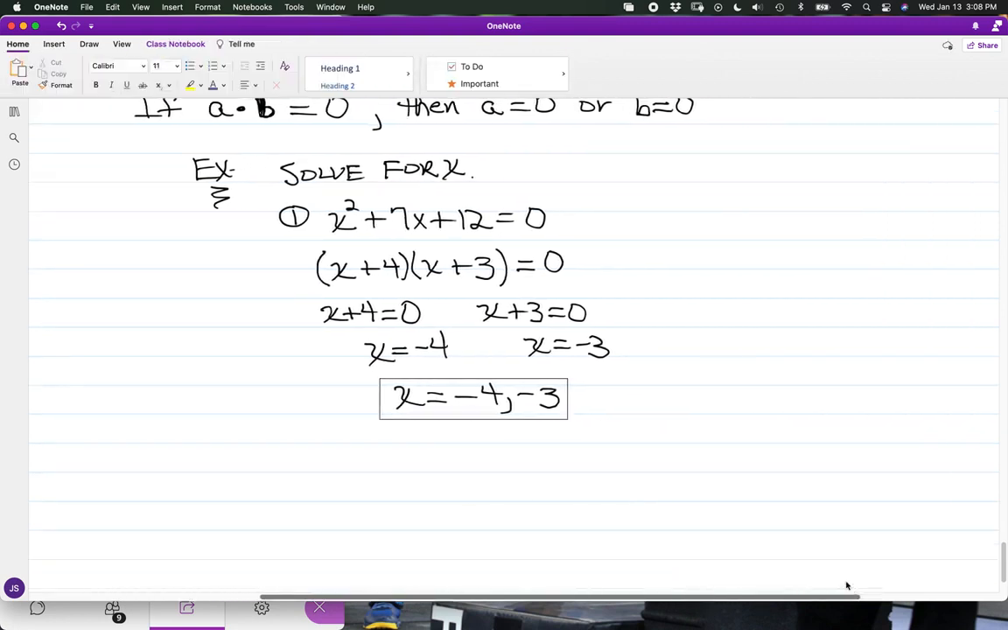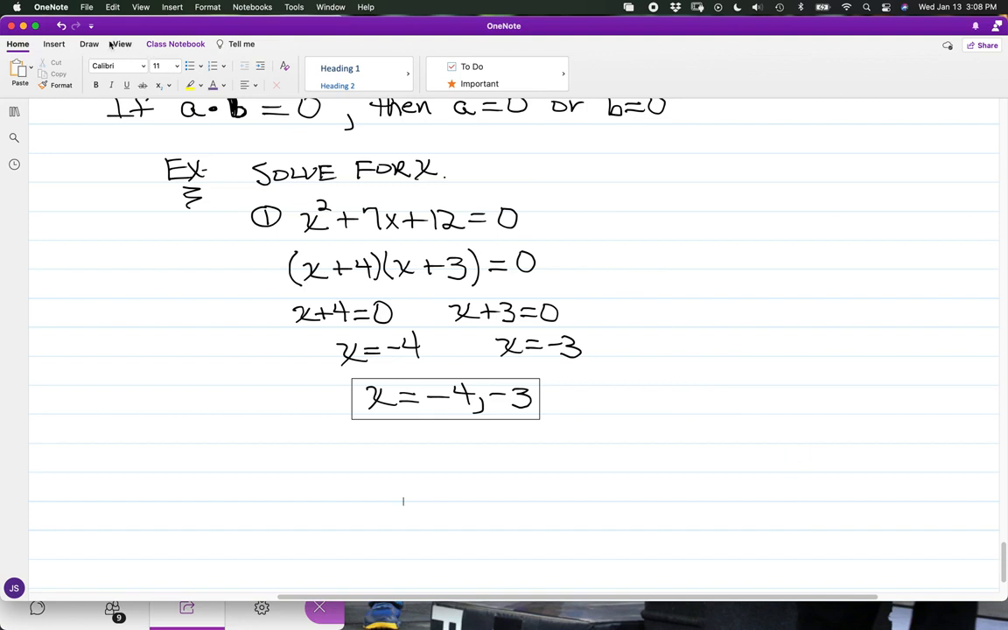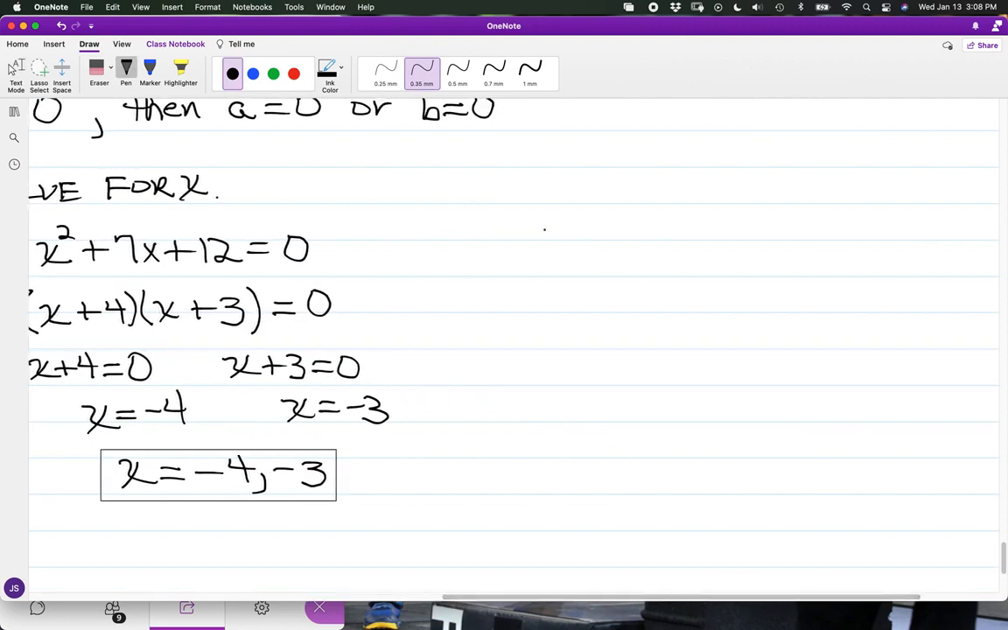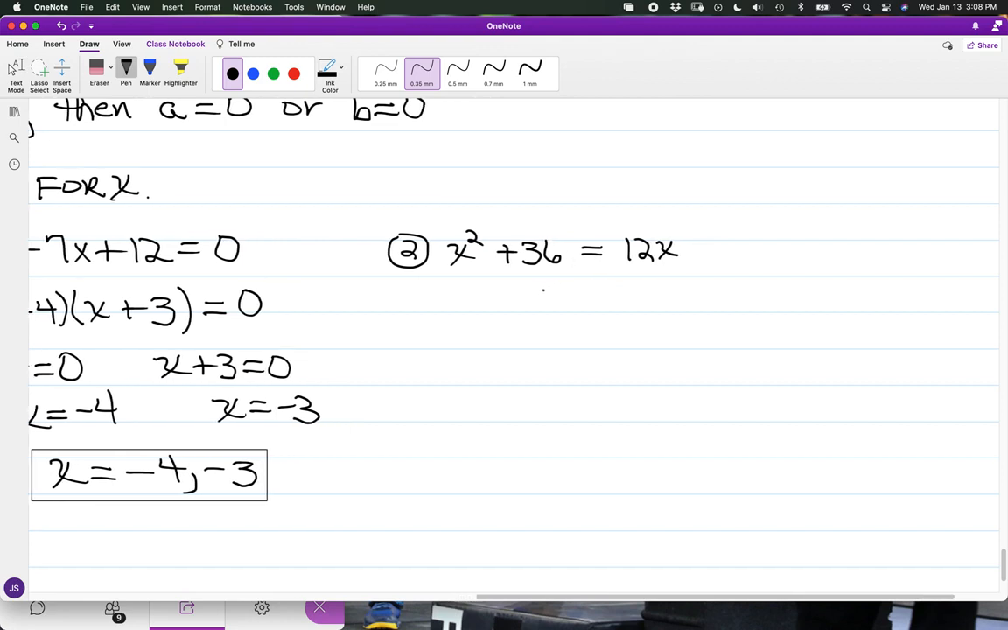And let's say that we have a second case. Let's say we have an equation that is quadratic, but it is not yet in standard form. We'll say that we have for this one, x squared plus 36 is equal to 12x. Again, you're looking at the values of x such that x squared plus 36 is equal to 12 times x.